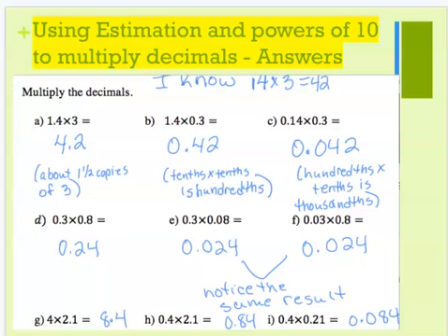Tenths times tenths is hundredths. Hundredths times tenths is thousandths. And then you can follow a similar pattern when you're doing 3 times 8, because we know that 3 times 8 is 24. The only thing that's going to change is where my decimal point goes. And then 4 times 21 would be 84. And again, what moves is my place value.